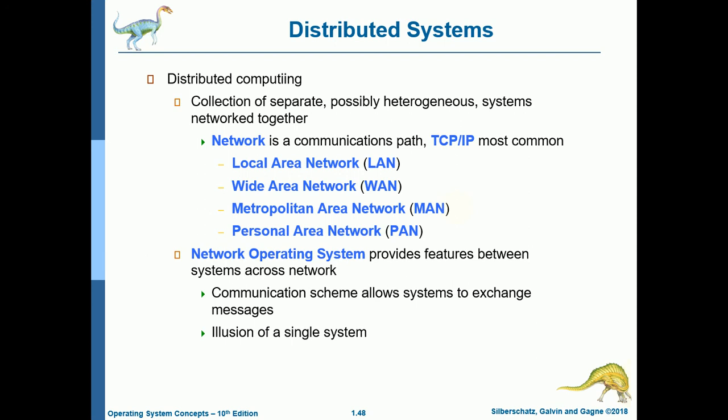Next, we have the network operating system, or NOS, which provides features between systems across the network. A communication scheme allows systems to exchange messages. So it gives the illusion of a single system.